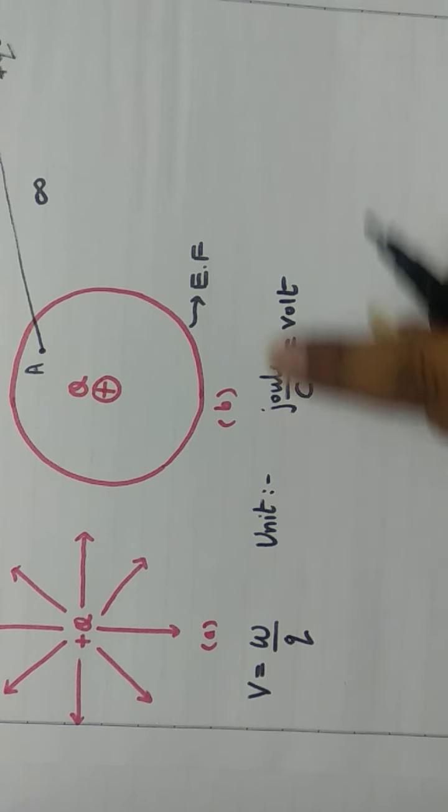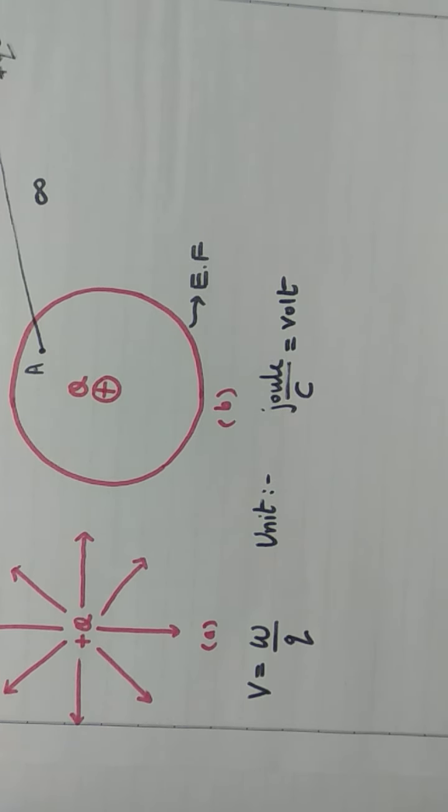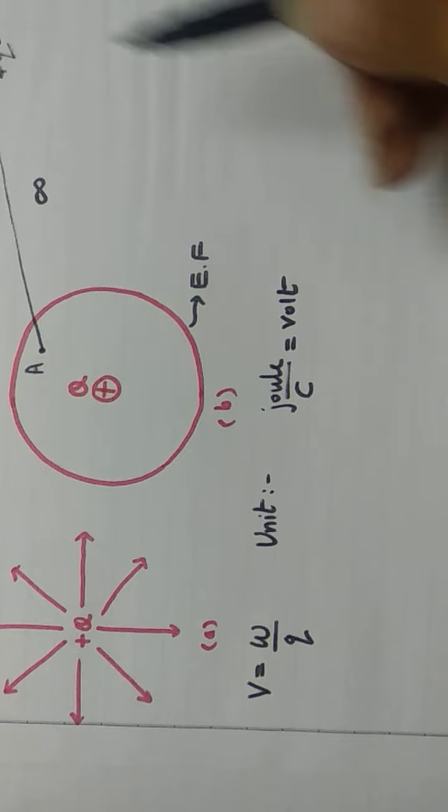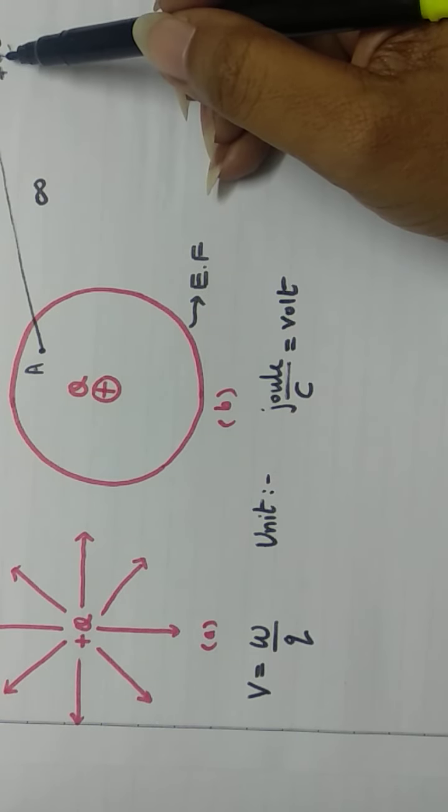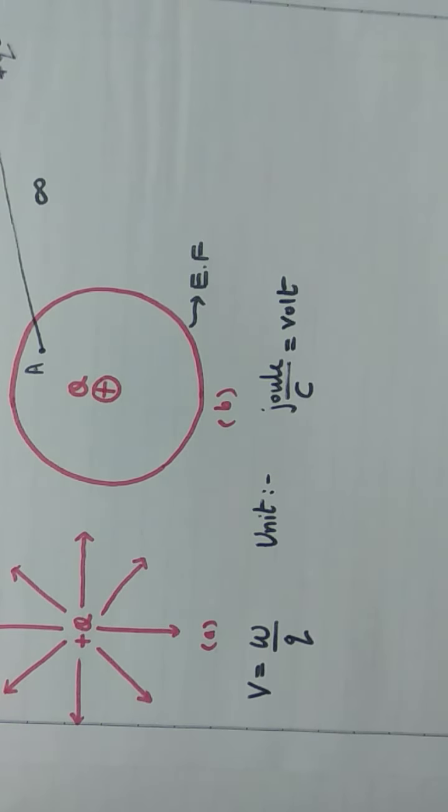Now from this, I can define 1 volt also, that you have already studied in 10th standard: if the work done in moving a unit charge from infinity to a given point is 1 joule, then the potential of that point is going to be 1 volt.